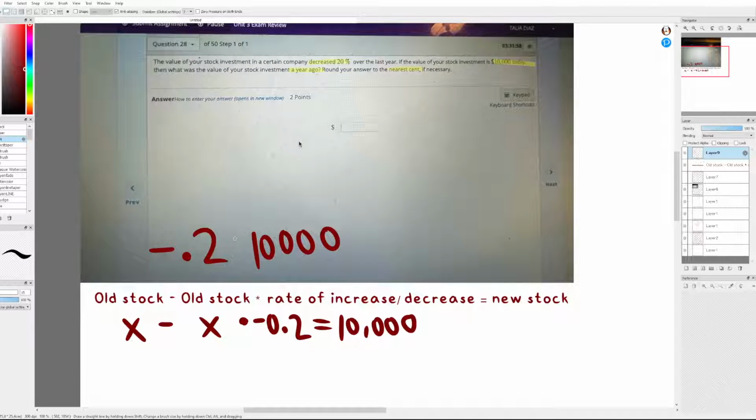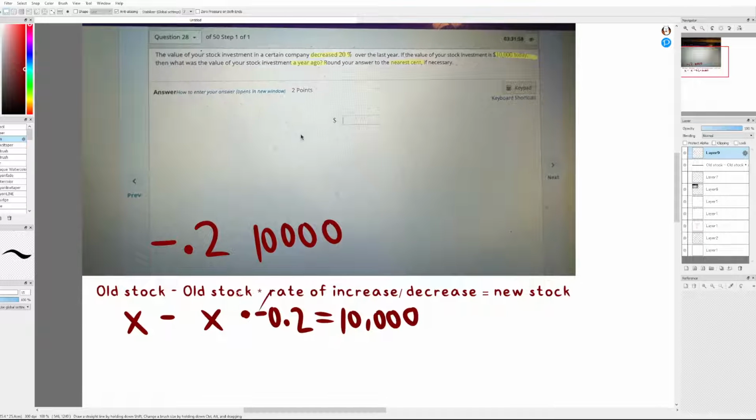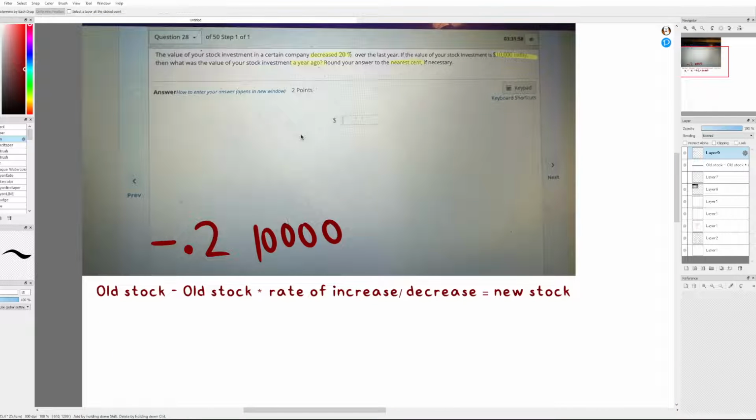The formula, it's not necessarily a formula you need to memorize, it's just kind of like thinking it through. We have our old stock, and our old stock goes down, so minus, I'm going to get rid of this equation right here. Our old stock decreases by a certain rate, a certain percentage. This is not a division sign, by the way. It doesn't matter whether it increased or decreased.